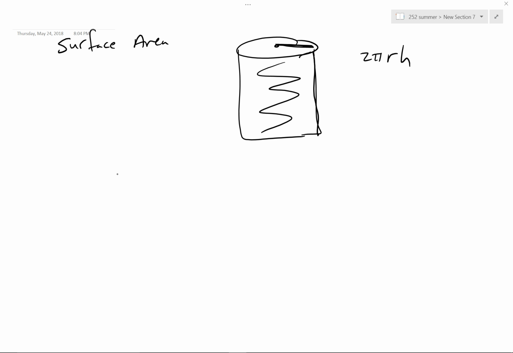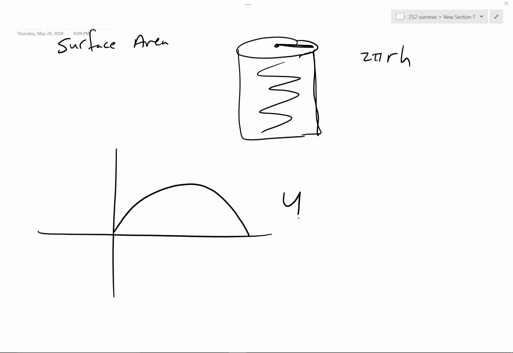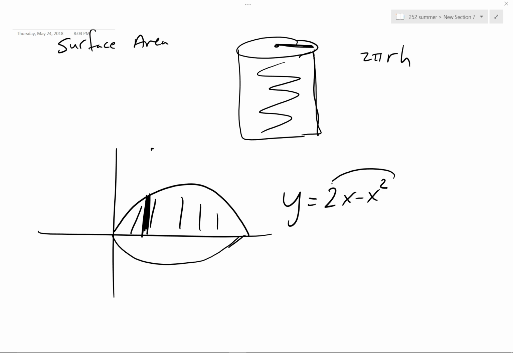Well, surface area is very similar to that. So if I have a solid of revolution, it looks something like this, where I have y equals 2x minus x squared. So it's this region here, wrapped around the x-axis. Well, think about this, friend. What would your radius be? Well, your radius would just be y, which is that. So there's your radius. And your height, well, for God's sakes, your height is the arc length.